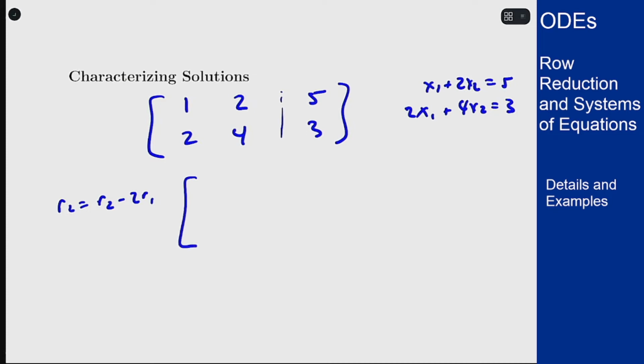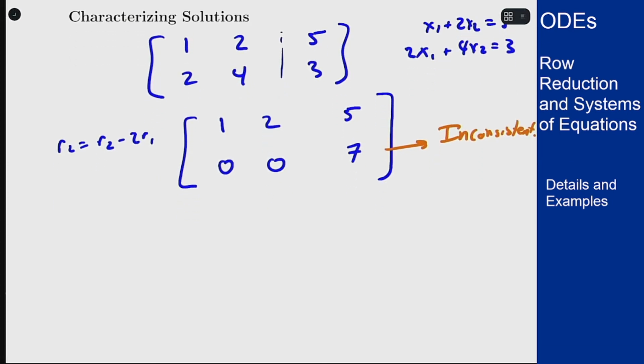That will give me 1, 2, 5, 0, 0, 7. Where now this last equation has become our 0 equals 7 that we got before. And having this 0 equaling 7 tells us this is inconsistent, because that gives rise to the equation 0 equals 7. To compare this, let's see what happens to the other situation.